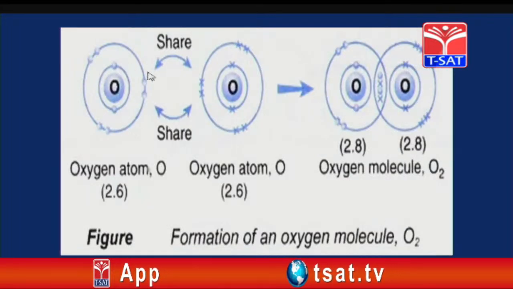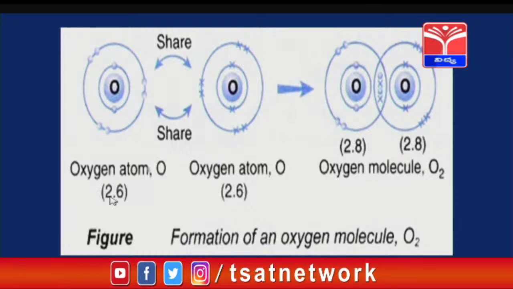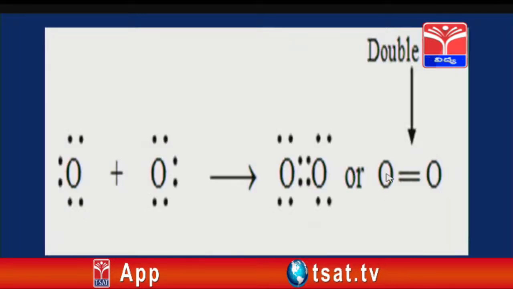So, each oxygen atom is contributing a pair of electrons, and earlier they had an electronic configuration of 2, 6. Now, after combining, they have an electronic configuration of 2, 8. So, this is an oxygen molecule. This is a Lewis dot structure, children.